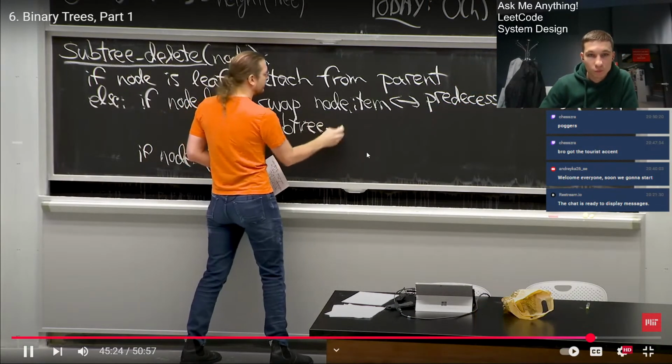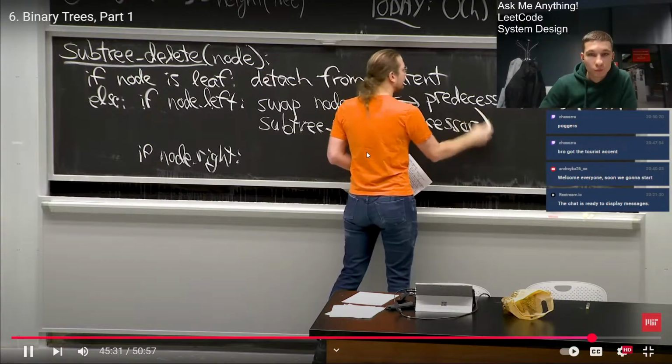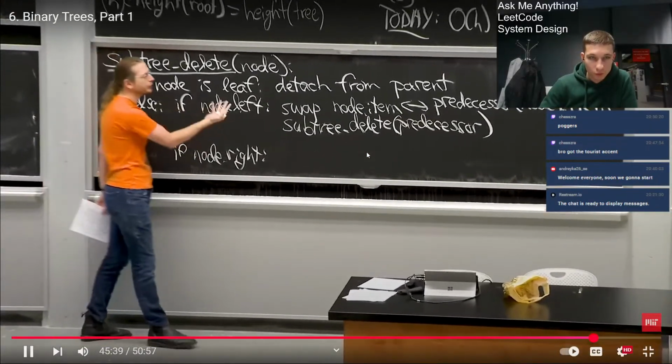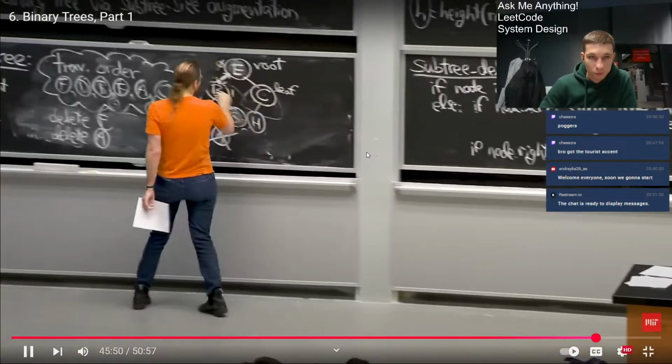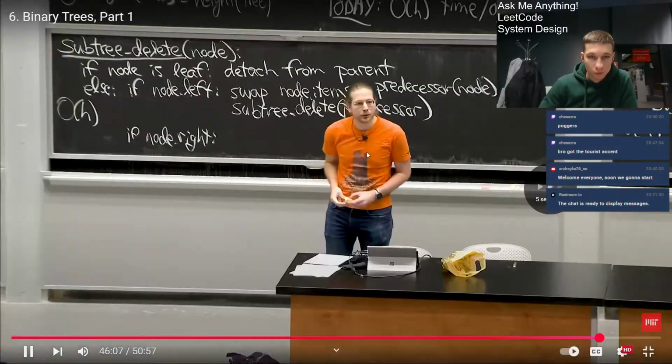Predecessor. If we have a right child but no left child, we just do the reverse. We swap down. We're walking down, which means the worst case.